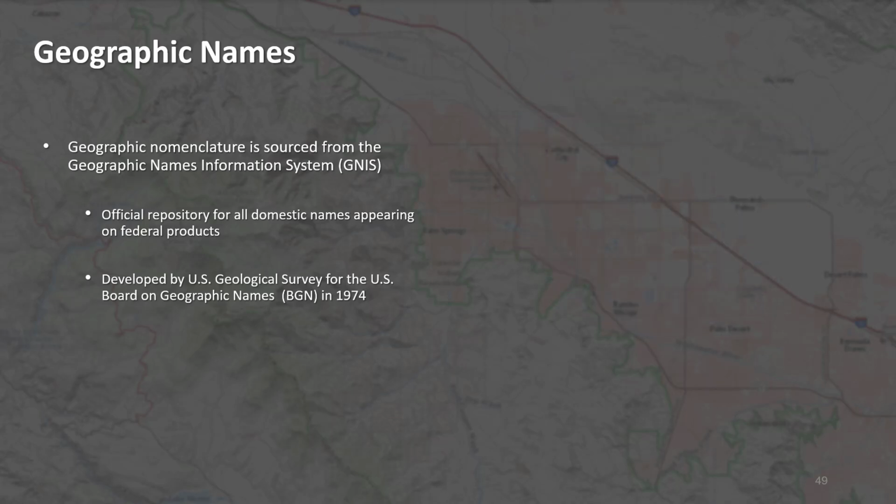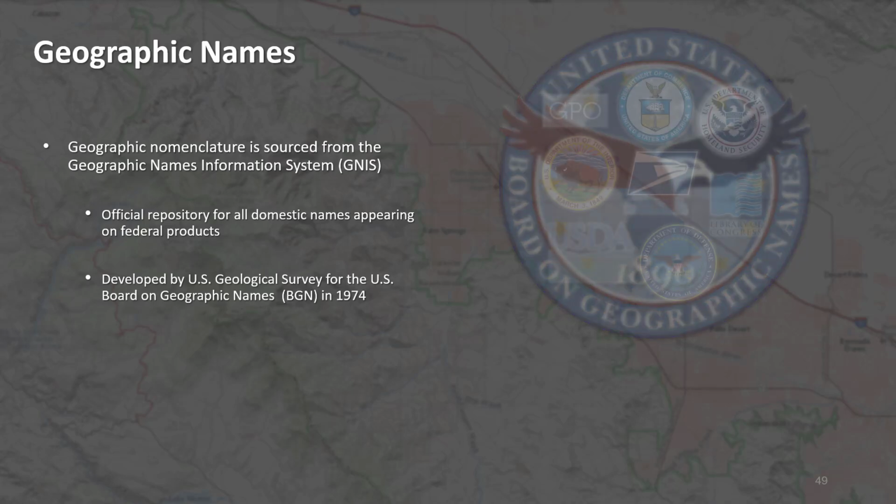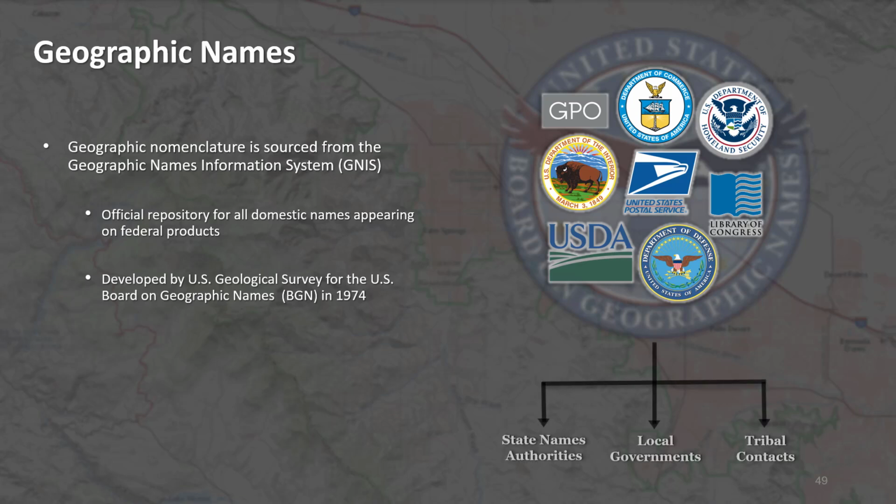This dataset was first developed in 1974 in support of the U.S. Board on Geographic Names, commonly referred to as the BGN. The Domestic Names Committee on the board is comprised of representatives of federal agencies concerned with geographic information, population, ecology, and management of public lands, and maintains working relationships with state, federal, local, and tribal authorities to coordinate the standardization of geographic names across all levels of government.